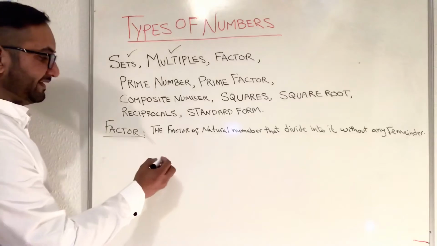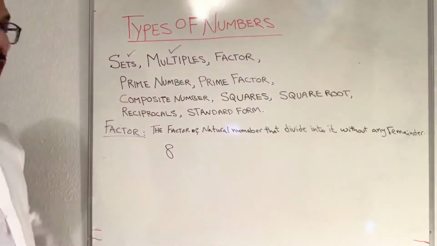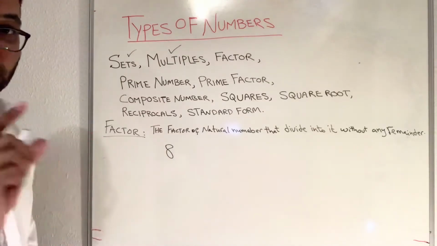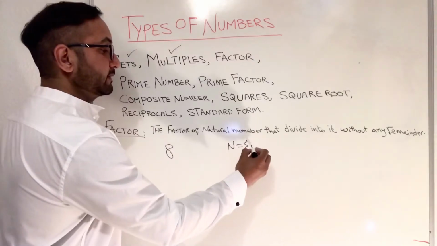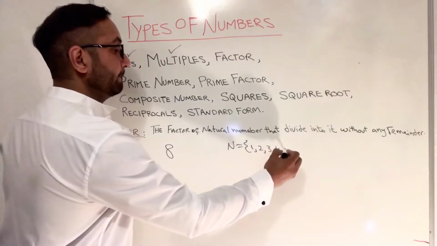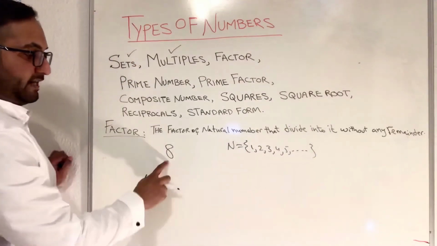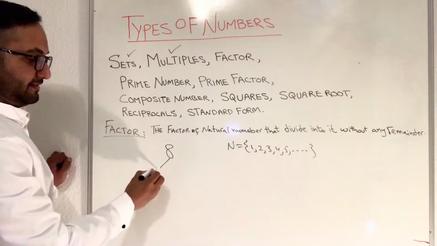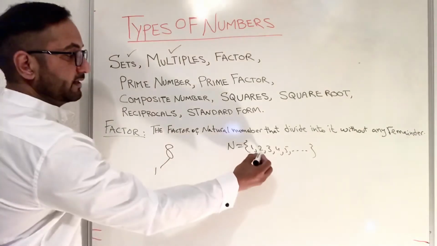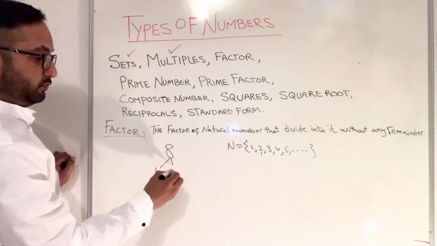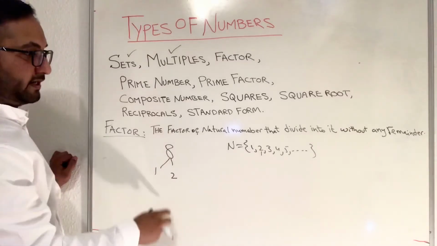So if we select any number, let's say 8, can you find a factor of 8? You need to select from the set of natural numbers. Can 1 divide 8? Yes, 1 can divide 8 because 1 times 8 gives you 8. Can 2 divide 8? Yes, 2 times 4 is equal to 8. So 2 can divide 8 also.